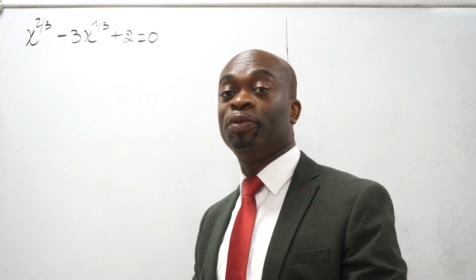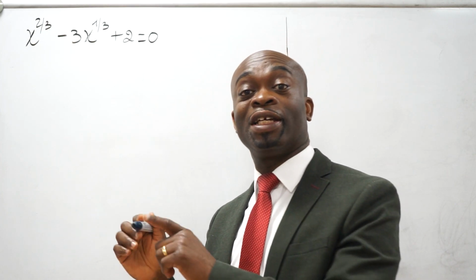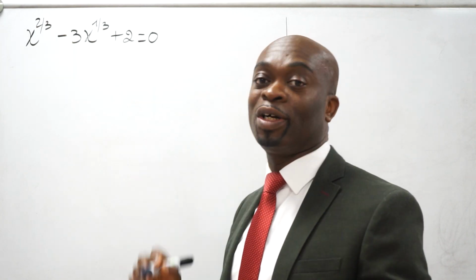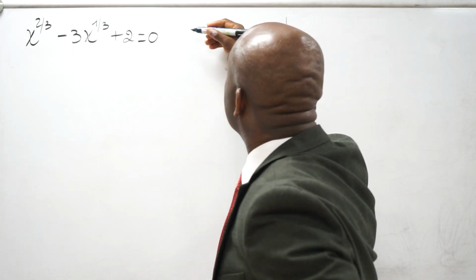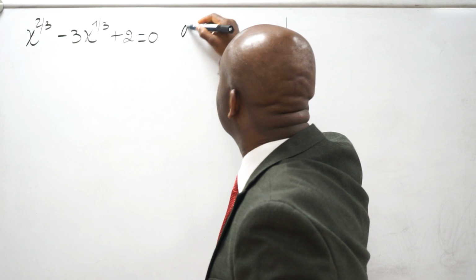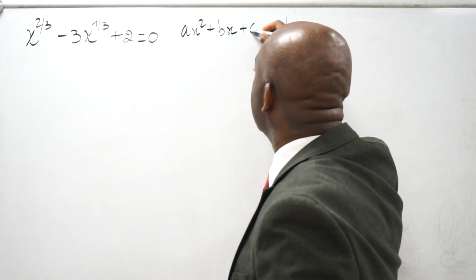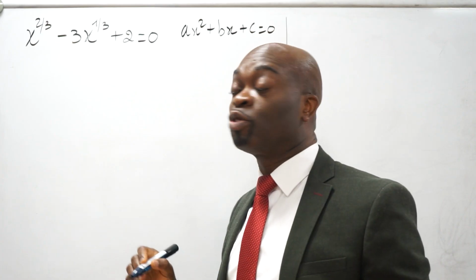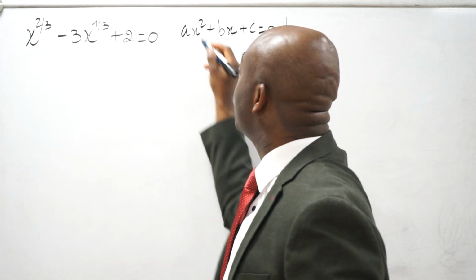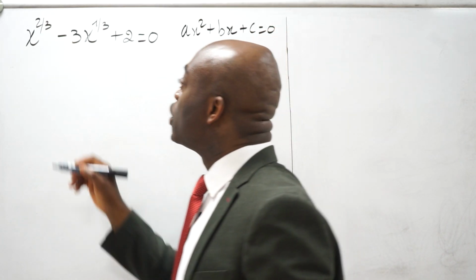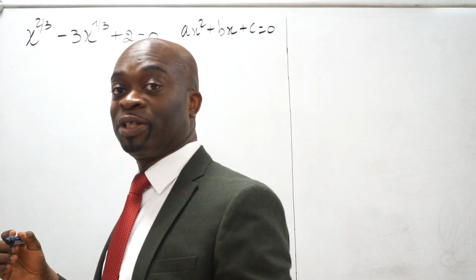But what are we going to do? We're going to go through the quadratic equation in order to solve for this one. How? Let's go for it. The quadratic equation we all know is ax squared plus bx plus c equals 0. So we're trying to rewrite this equation into this format. To do that, we're going to have to make some assumptions here, right?